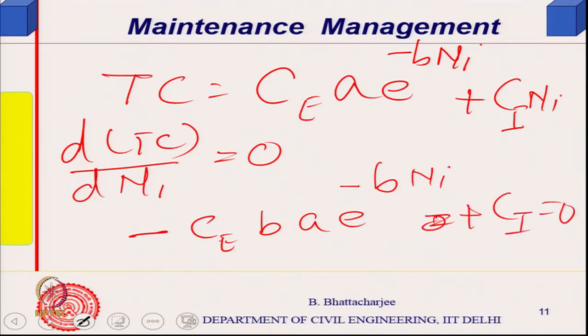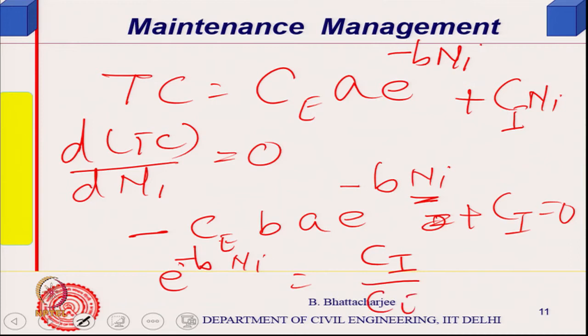So, you can find out Ni then, which will be: e to the power minus B Ni equals Ci by Ce A B. Am I right? Take ln of both sides, and you will get minus 1 by B ln of this, which equals Ni. So, Ni is equal to minus 1 by B ln of Ci by Ce A B. So, one can find out the optimal number of inspections required, which will make it cheaper.